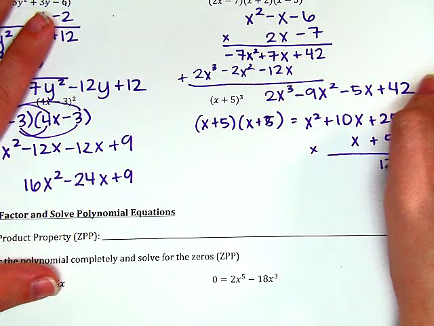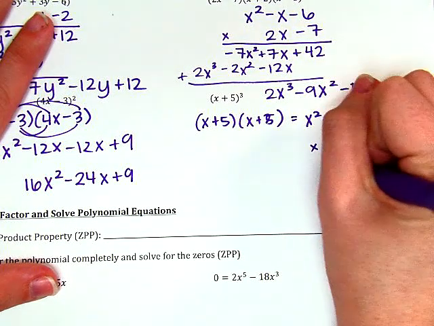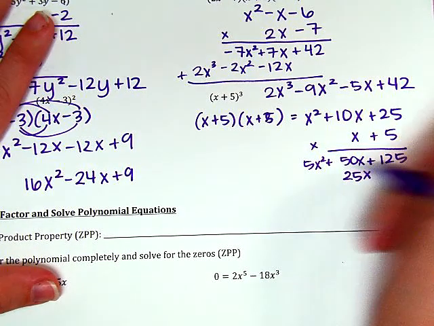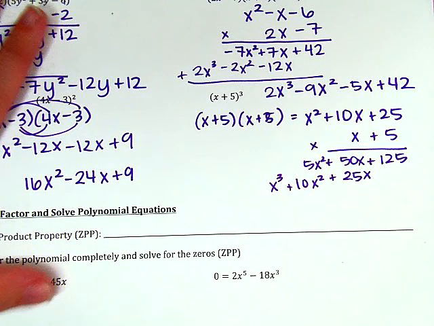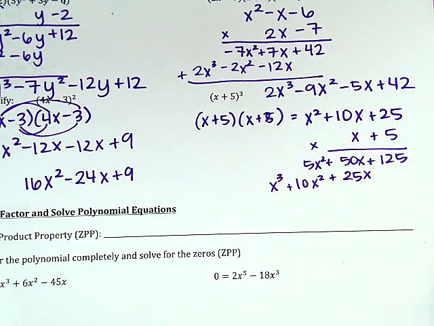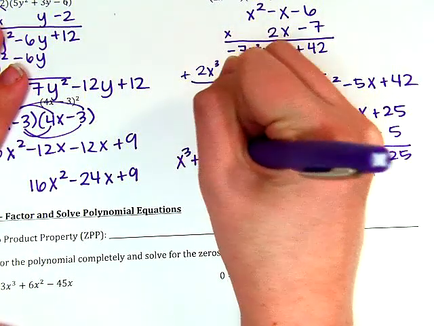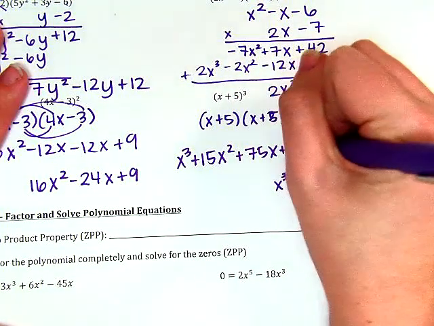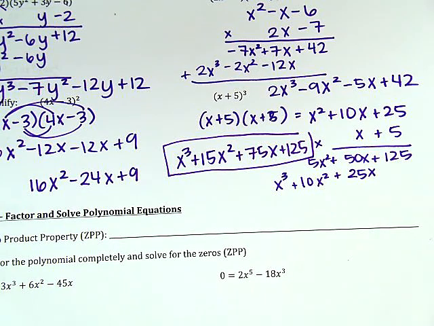So 5 times 25 gives me 125. 5 times 10x, 50x. 5x squared. X times 25. 10x squared. And x cubed. But my last step is I just combine my like terms. So I get x cubed plus 15x squared plus 75x plus 125. There you go. That's 5.3.